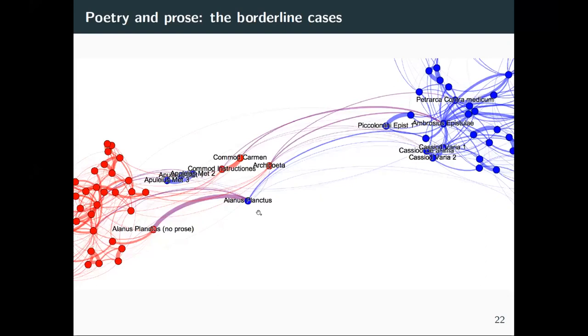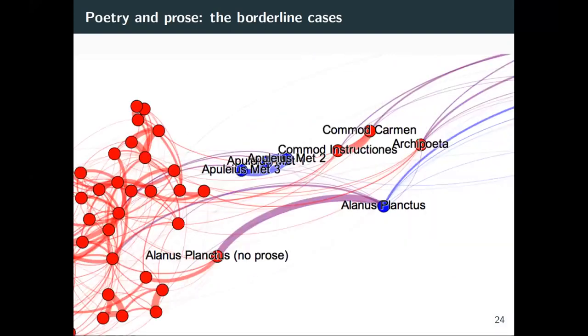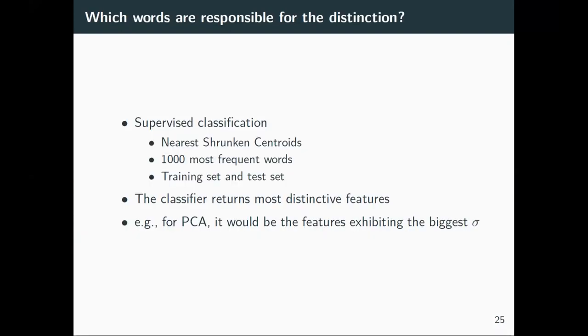And in the middle, we've got Commodianus and Planctus Naturae by Alanus. As you remember, it is a composition of prose and poetry, so no wonder it is here, right? It is right in the middle. So I also created a second sample containing just the poetry by Alanus, and it rightly positions itself on the poetry side. So we are not surprised at all by Alanus being here, but Apuleius is definitely a surprising author in someone else's cluster. That's the zoomed in sort of poetical prose writers: Piccolomini, Petrarch, Ambrosius, Cassiodorus, and that's the other cluster.